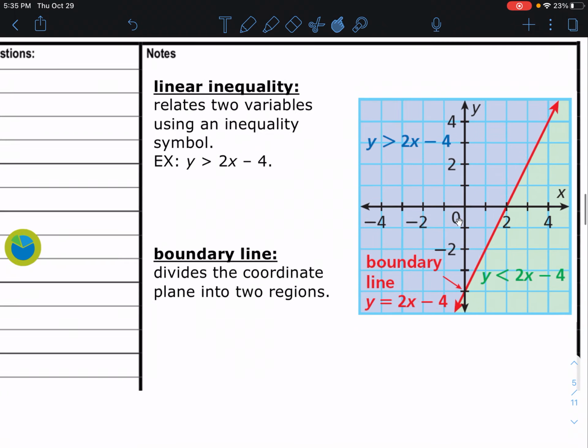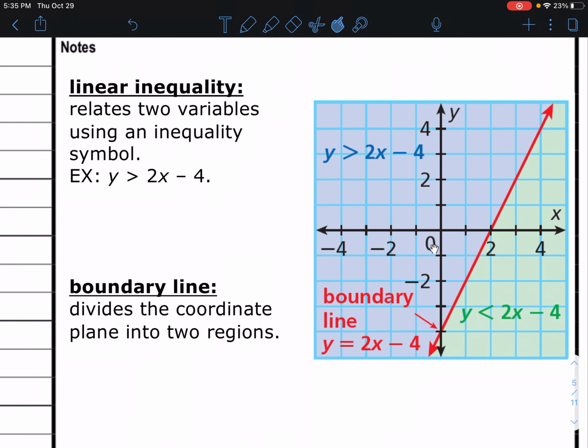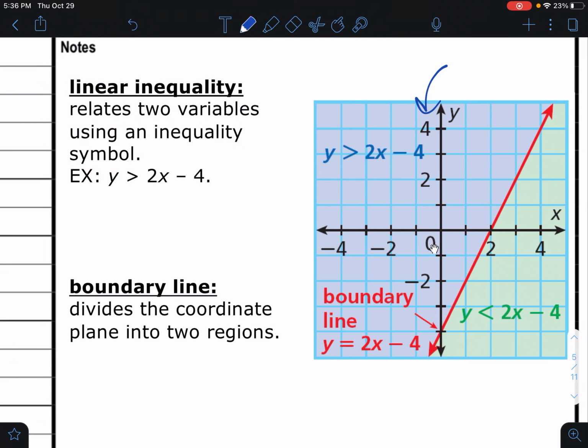All right, what is a linear inequality? It simply relates two variables using an inequality. So for example, like y is greater than 2x minus 4. So y is greater than 2x minus 4 would be all of these points here in the blue shaded region, and it would not include this red line. That's the boundary line. So we would draw that line, but we want a way to signify that that's not included. Only the blue section would be included.